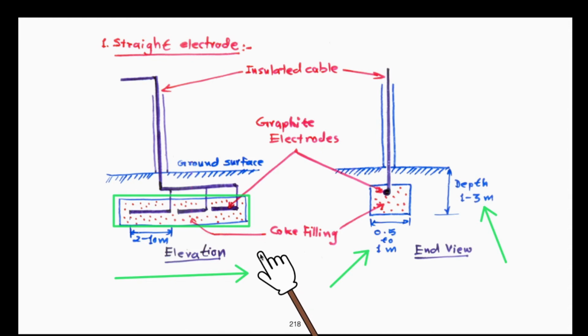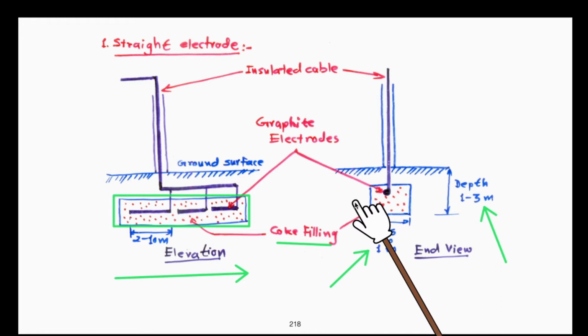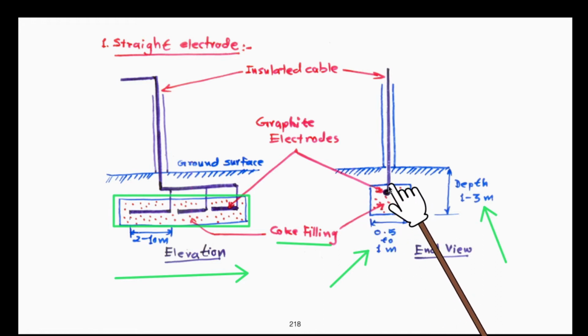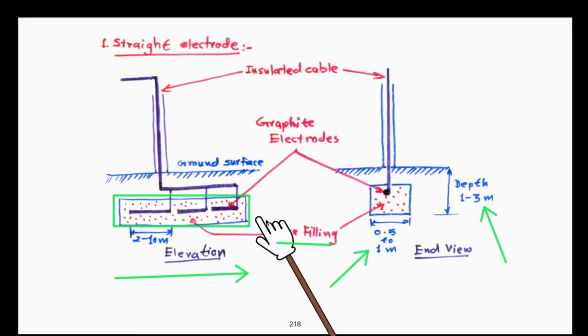And at the same time, there is something more to be represented on the diagram, and that is called a coke filling. These graphite electrodes do not come directly in contact with the soil. In order to have better contact and easy maintenance, the graphite is compacted with coke, crushed coke. Crushed coke is placed inside, surrounding the graphite electrode.